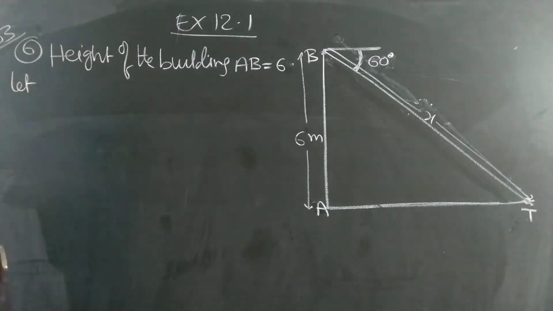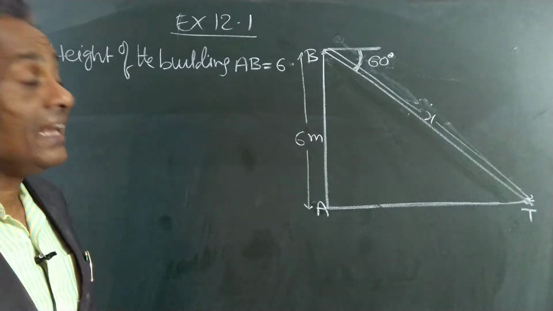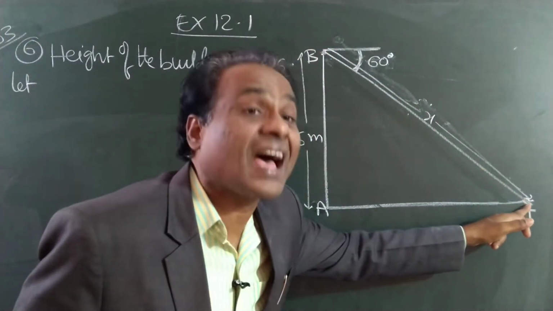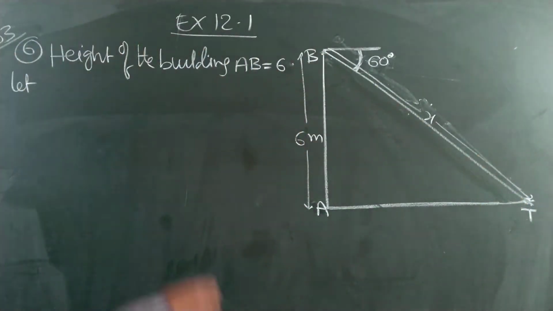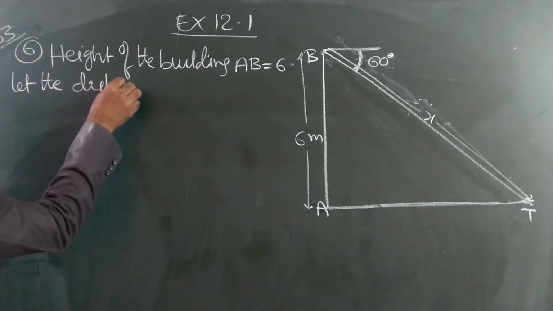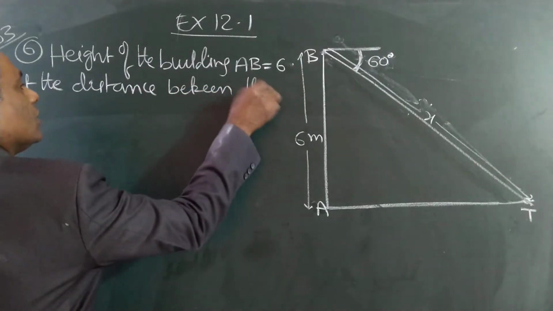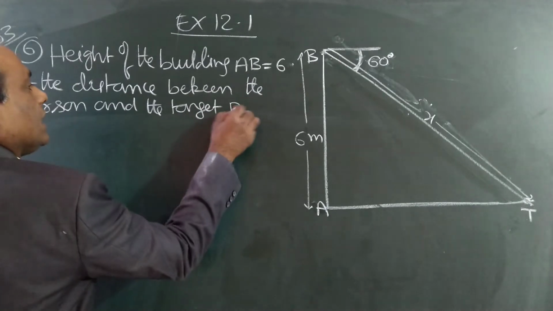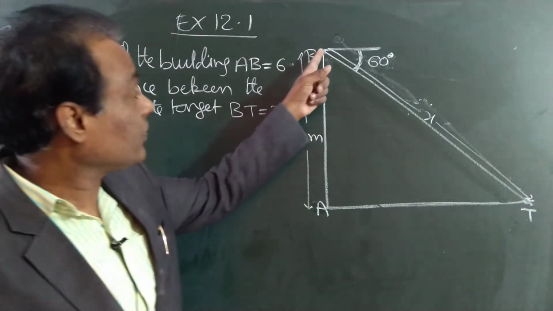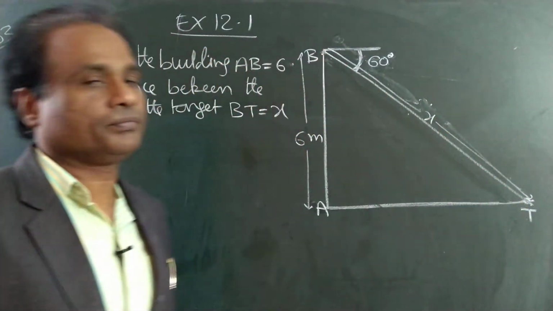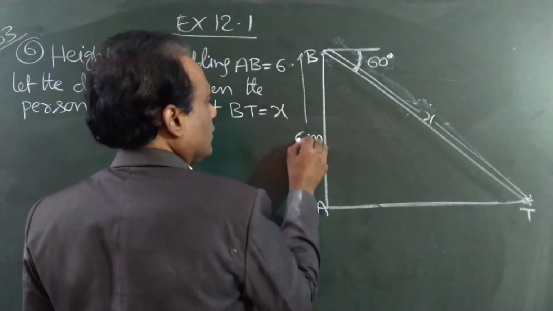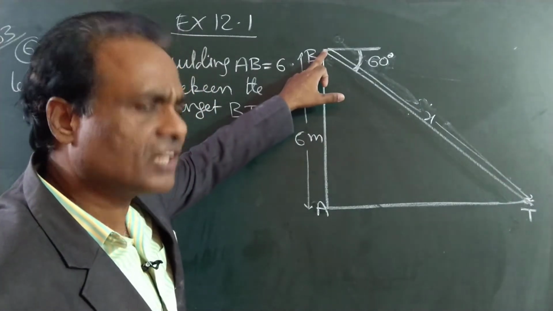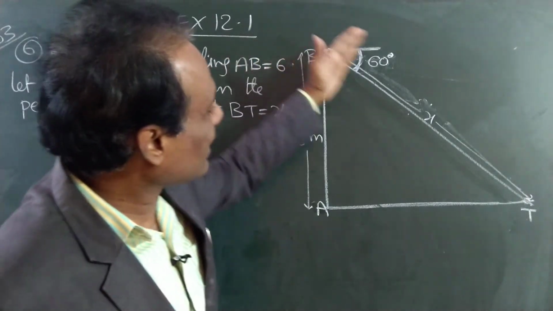Let the distance between the person and the target, BT, be equal to X. This is what we assume, let X. We have to find the X value. The building is equal to 6. Instead of "you", I wrote "the person". The distance between the person and the target is equal to X.